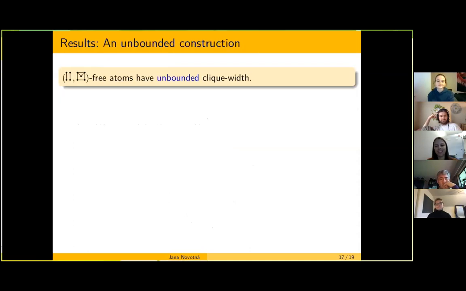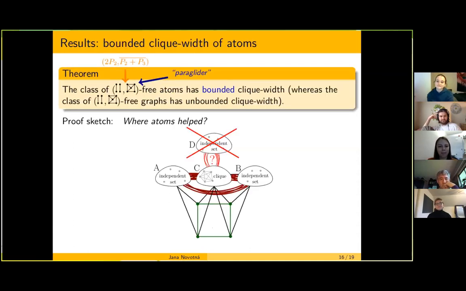So if there is any question about this proof, you can ask here or later.